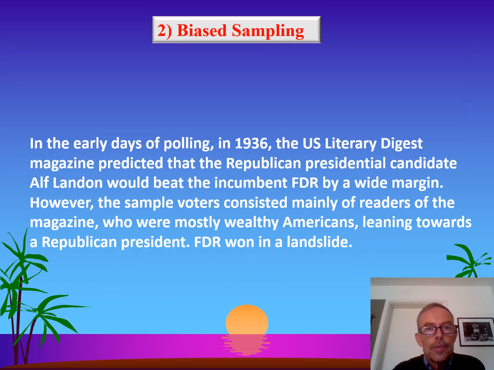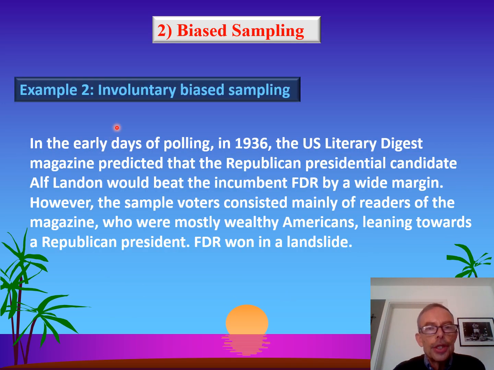Here's another example, involuntary biased sampling. In the early days of polling in 1936, the US Literary Digest magazine predicted that the Republican presidential candidate Alf Landon would beat the incumbent FDR, Franklin D. Roosevelt, by a wide margin. However, the sample voters consisted mainly of readers of the magazine, who were mostly wealthy Americans leaning towards a Republican president. FDR won in a landslide. So this is also an example of a sample which is not representative of the whole population.